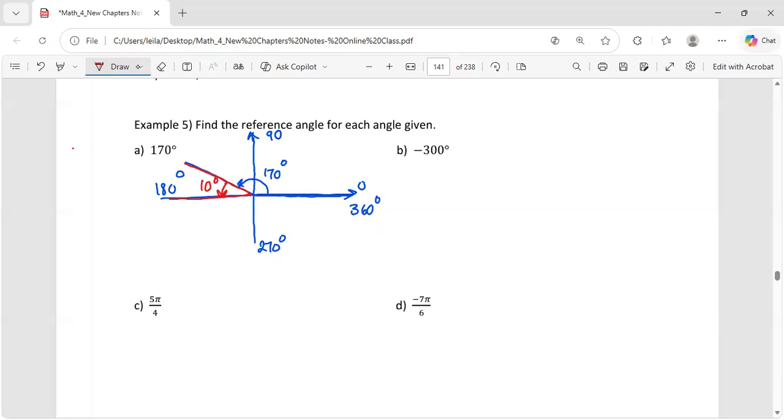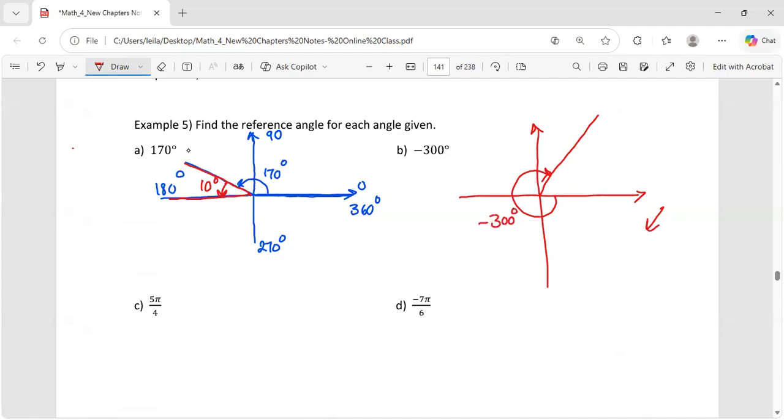Let's graph another angle. Negative 300 degree. Negative 300 in the negative direction. We have to go for 300, which is in the fourth quadrant in the negative direction. And that's the angle. This is a negative 300 degree.